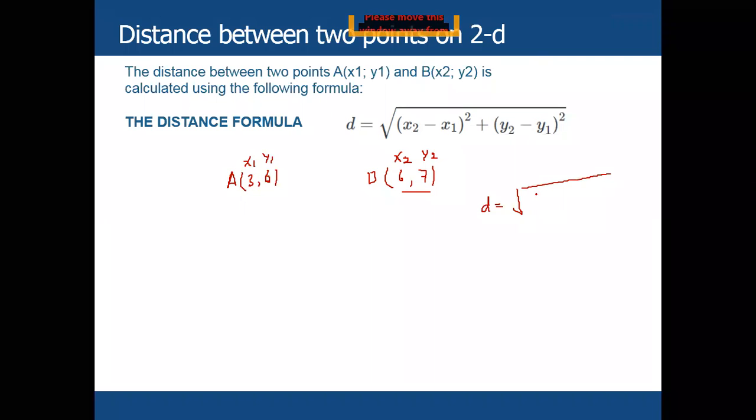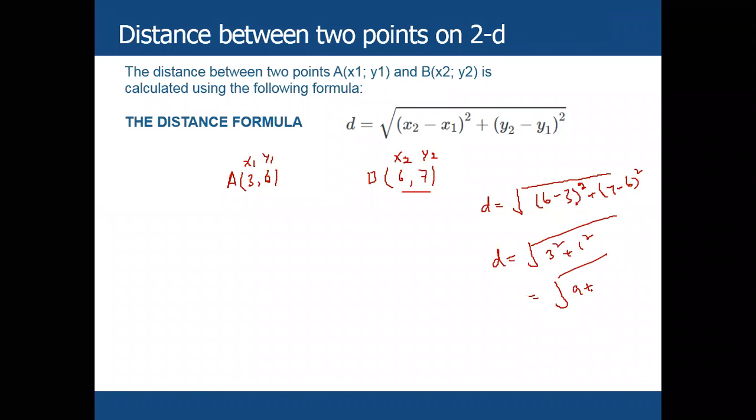First, x2 is 6 minus x1 is 3, whole square, plus y2 7 minus 6, whole square. So the distance is (6 minus 3) squared plus (7 minus 6) squared, which is 1 squared. So 9 plus 1, 3 squared is 9, and it means 10. The square root of 10 equals 3 point something. So when you take the root of this, the distance is 3 point something.